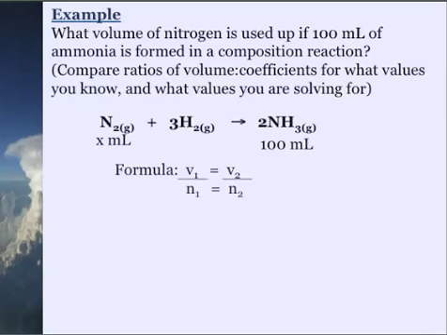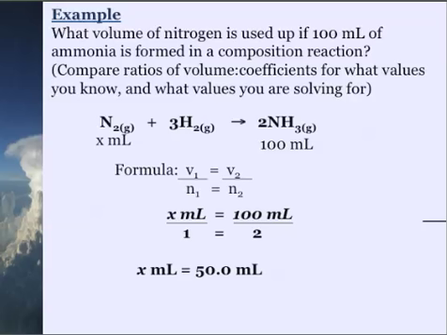So we have this formula here. Again, I would like to see underneath this equation what you know. Be more specific about what you don't know before putting your volume in. We know that X milliliters is going to equal so many milliliters over this 1 to 2 mole ratio. And because of this, we know the volume of nitrogen that's used up is 50 milliliters of nitrogen.